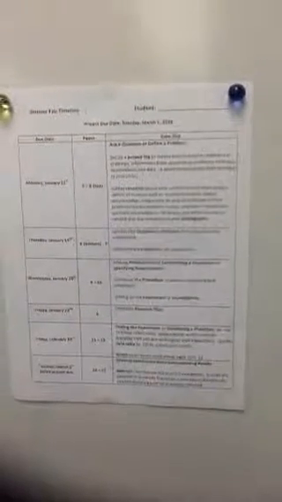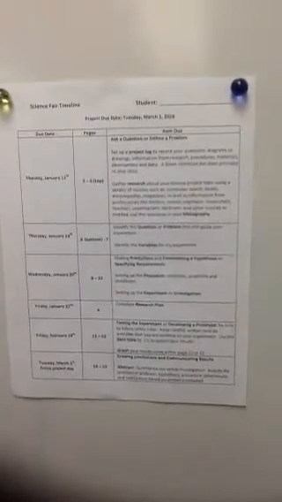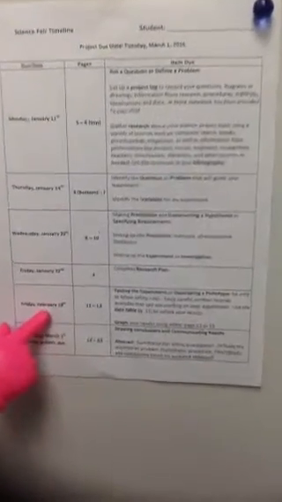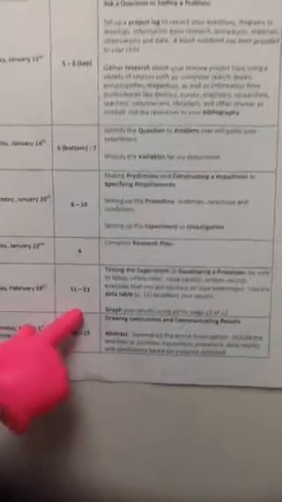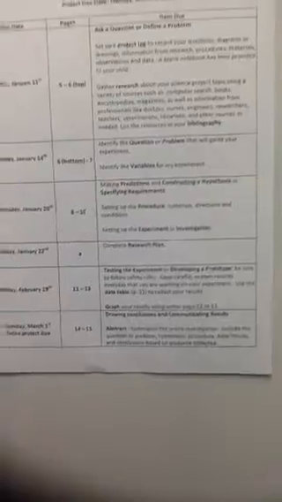So today we are going to go over the science fair timeline. We're going to look at the date Friday, February 19th. That's coming up, and it's pages 11 through 13. Testing the experiment or developing a prototype. In this section, you will be graphing. So with that being said, we're going to take a look at our S.T.E.M Fair booklet.